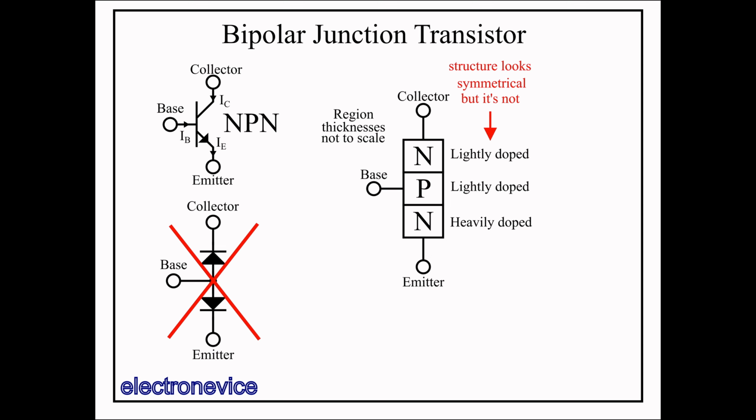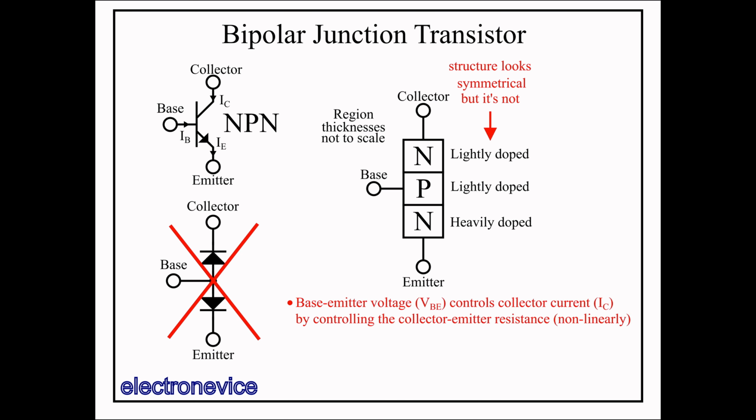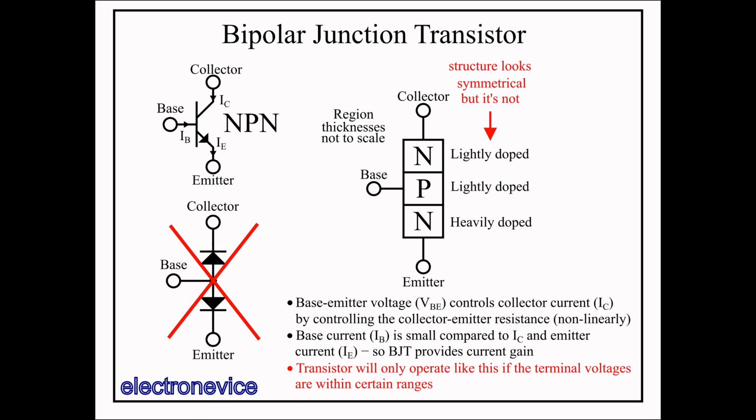We'll revisit the internals of the transistor in a later video once we've gotten through more of the basics. The voltage between the base and emitter controls the collector current. For the NPN transistor, the higher VBE is, the greater IC is, and vice versa. The current that flows into the base is small compared with the collector and emitter currents, and so the transistor also provides current gain. However, there is a caveat to this.